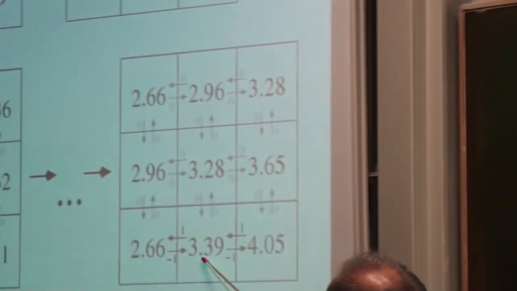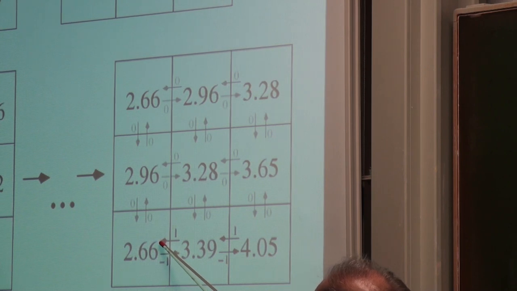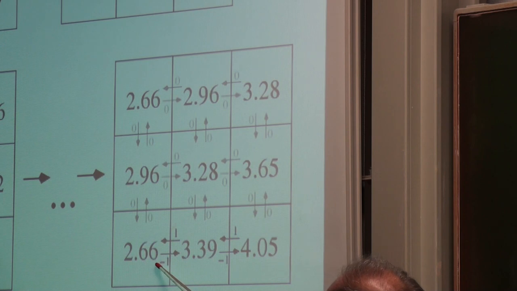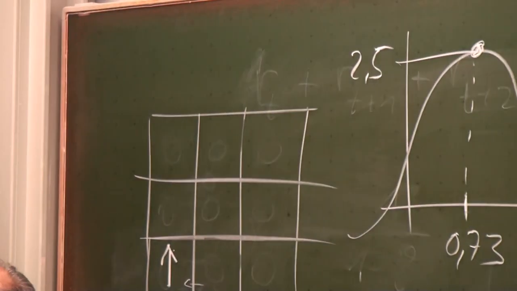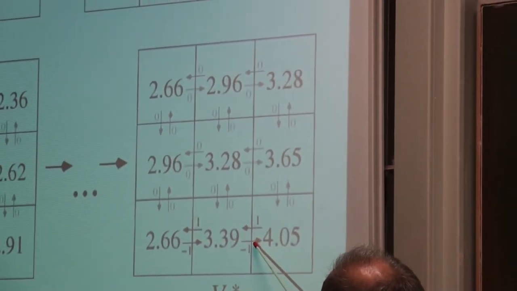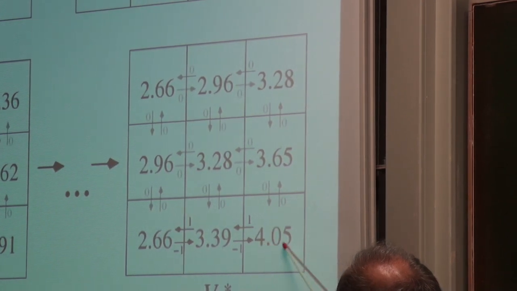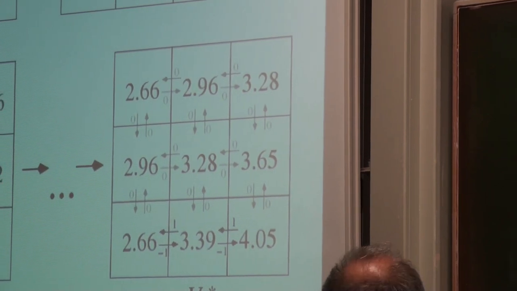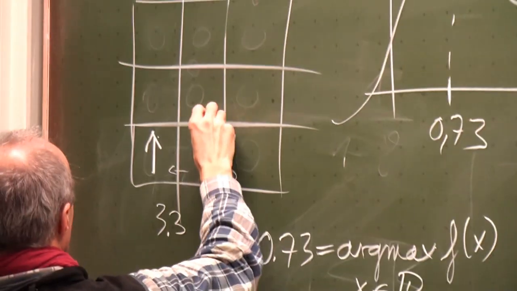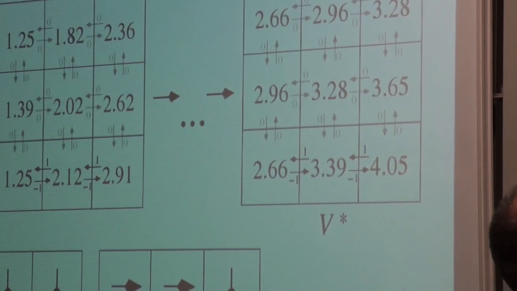Now let's go here. We get a 1 plus 0.9 times this, which is around 2.3. 1 plus 2.3 is, remember, so for this one we get about 3.3. For this action we get a minus 1 plus 4 plus about 3.6, which is about 2.6. 2.6, and for this action up here we get 0 plus around 2.9, which is 2.9.